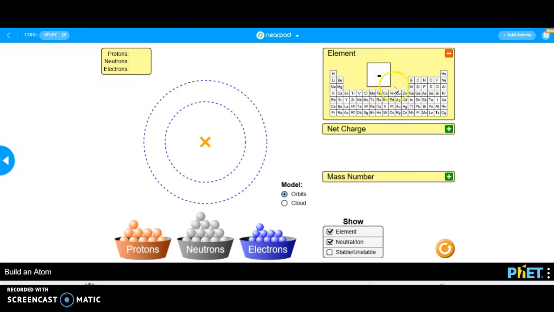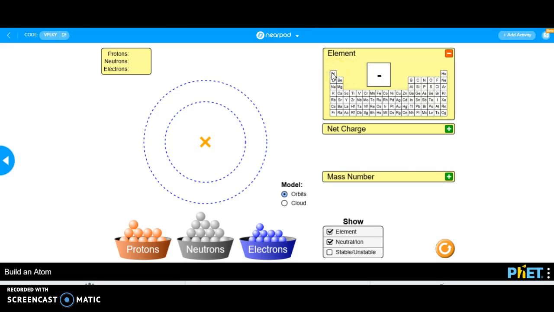Here we have the periodic table of elements, and here we have the atom. The orange X is the nucleus, and the blue dotted circle lines around the atom are called the orbitals, and that is where the electrons go. Now I have a periodic table in front of me, and it has the mass of each element, so I will tell you the mass of each element before we move ahead, so we know how many neutrons are in the atom. So let's start with hydrogen.